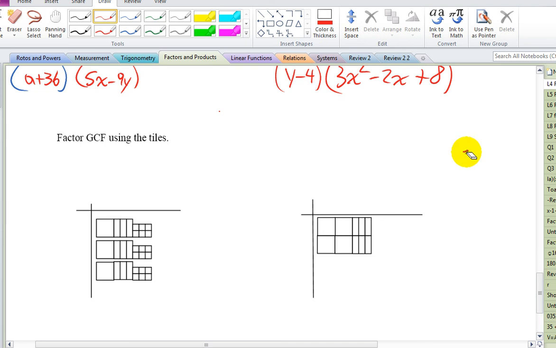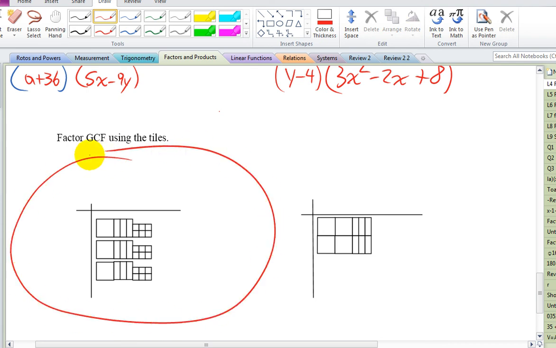Next, GCF using tiles. Did I switch these on your sheet? No, I still have them. The first one's a little bit weird. I'll totally admit that, okay? We don't often, actually, I don't think we do too many. This one is something you wouldn't really see on a test because it's kind of weird. What's the GCF, though? What we have here is 1, 2, 3x squared. How many x's? Plus 9x. And how many 1 tiles? 18. 6 times 3, 18. Okay.